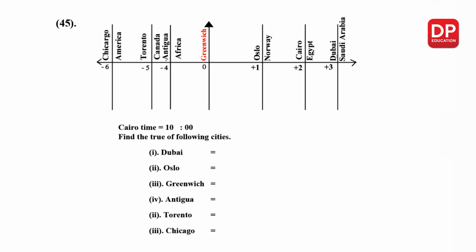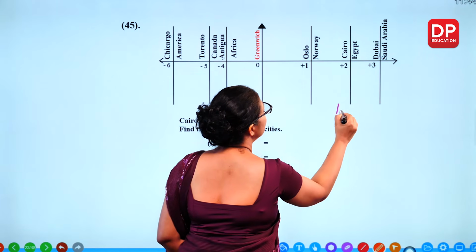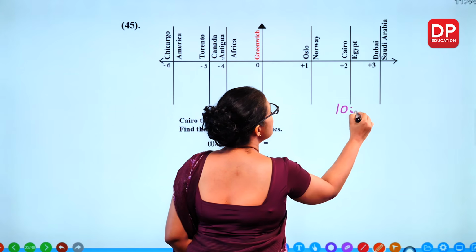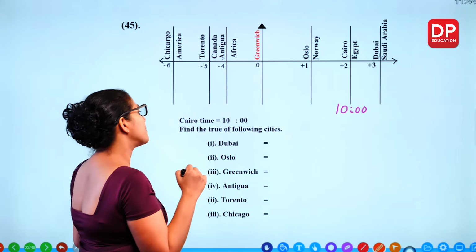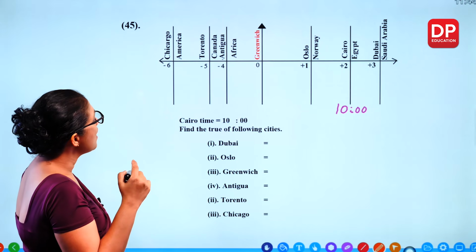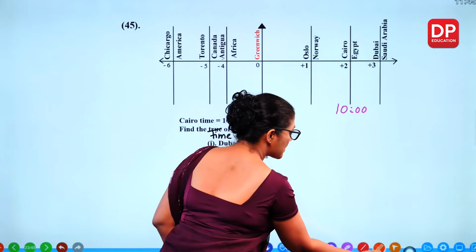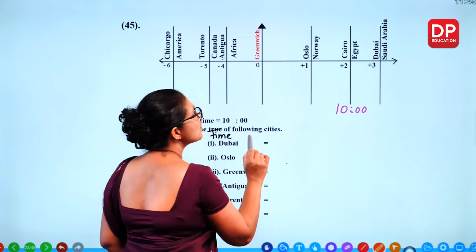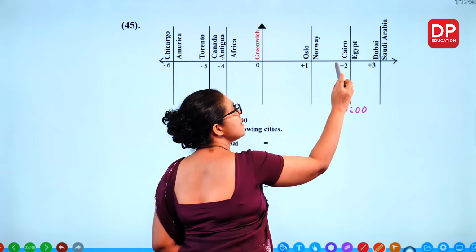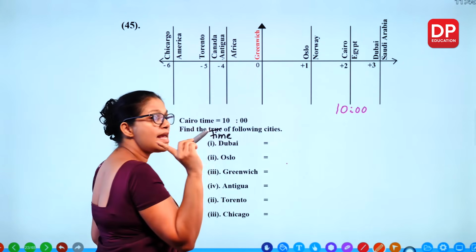Look at this one. Cairo time is 10. Now this is slightly different to the previous one. Cairo time is 10. Cairo is here. This is 10 now. This is in the morning. 10 in the morning, 10 a.m. Dubai, find the time. Where's Dubai? Dubai is plus 3. Now look at this one. This is 10. Another 1 hour more than this. So this becomes 11.